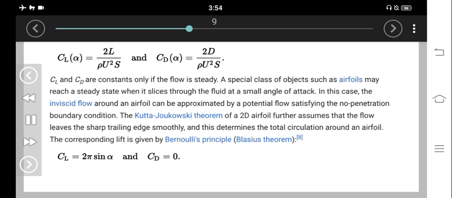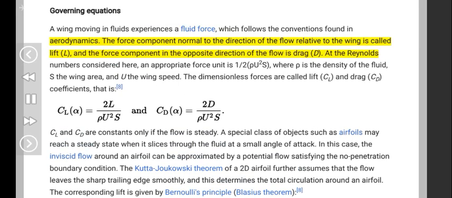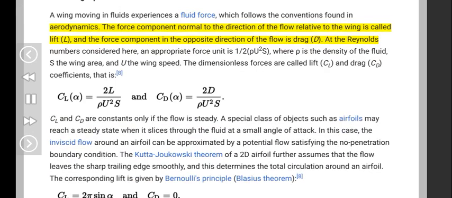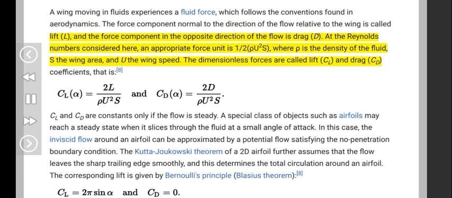Governing equations. A wing moving in fluids experiences a fluid force, which follows the conventions found in aerodynamics. The force component normal to the direction of the flow relative to the wing is called lift L, and the force component in the opposite direction of the flow is drag D. At the Reynolds numbers considered here, an appropriate force unit is 1/2 rho U^2 s, where rho is the density of the fluid, s the wing area, and U the wing speed.